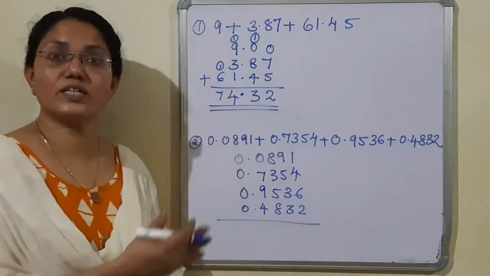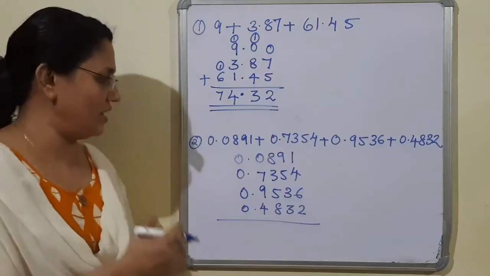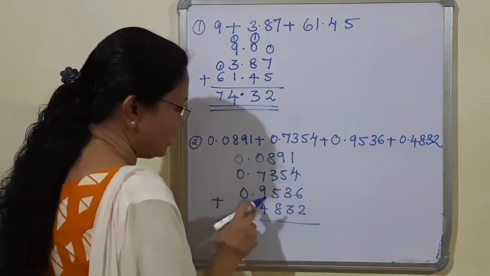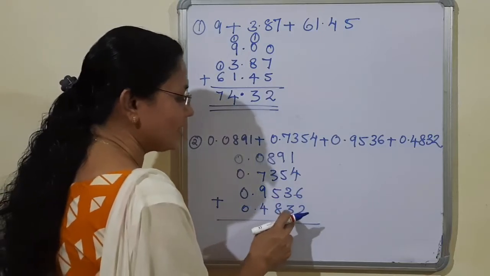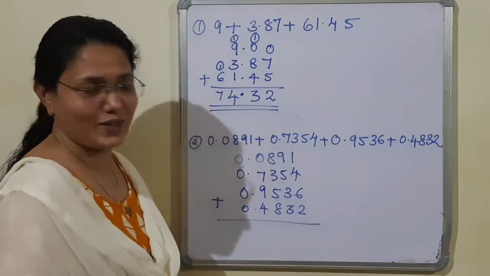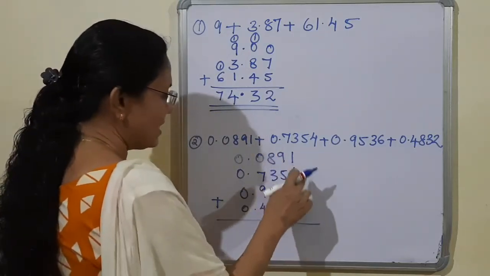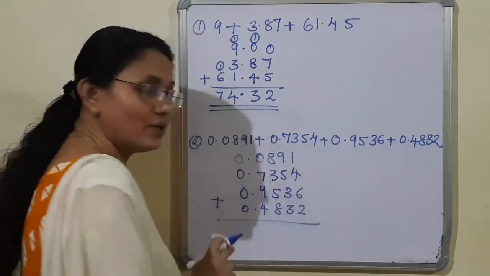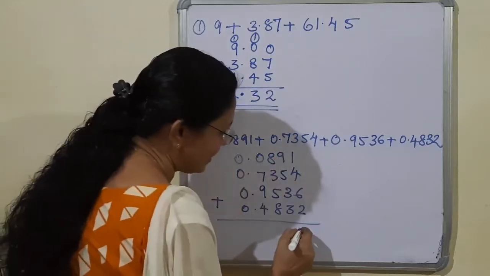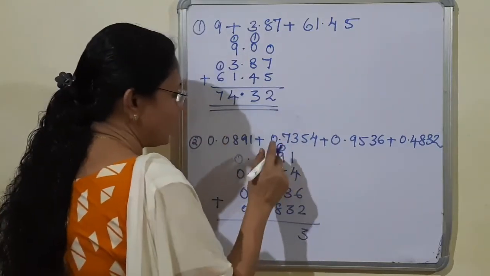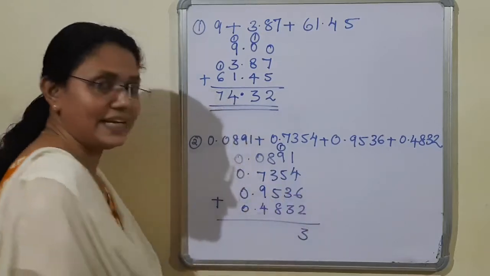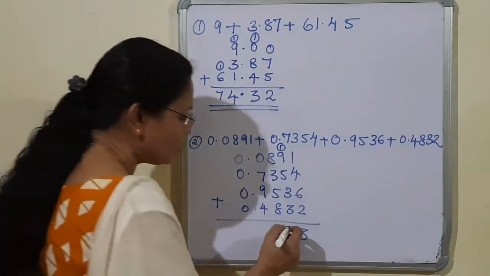First, as usual, we should start from right to left. Okay. First, here 10th, 100th, 1000th. This is 10,000th place. Okay. 10,000th place. We can add the digits. 6 plus 2, 8. 8 plus 4, 12. 12 plus 1, 13. Okay. 1 carry over to the next place. 9 plus 1, 10. 10 plus 5, 15. 15 plus 3, 18. 18 plus 3, 21.